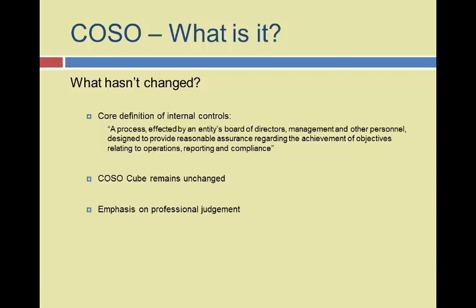The COSO cube, which we'll see in a minute, remains unchanged. And the last piece that they emphasize throughout the framework that hasn't changed is an emphasis on professional judgment. The internal controls and the risk analysis are all done by professional judgment. It's not a checklist situation. They expect you, whether it be senior management, the board, internal auditors, or external auditors, to look at something, analyze the risks, and then using your judgment, design the related controls.